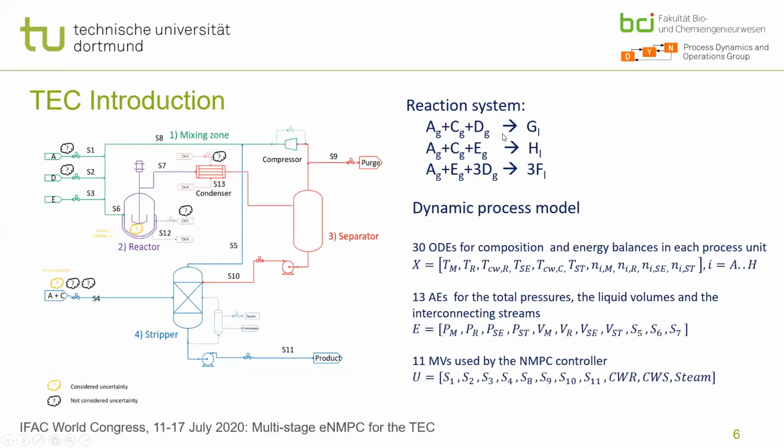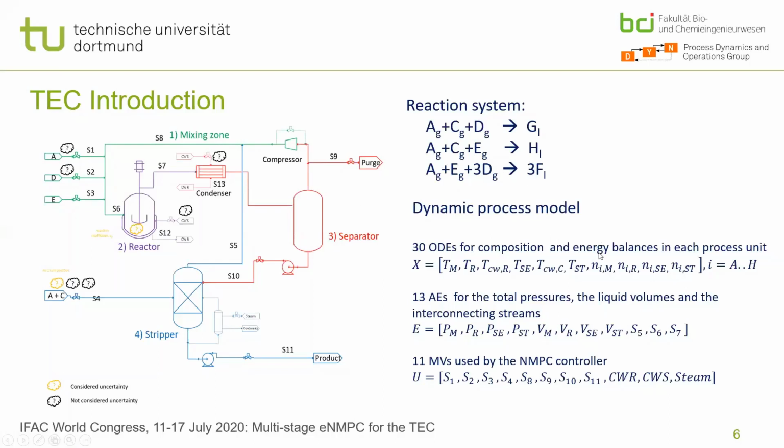There are in fact 3 reactions. The reactants are A, C, D, and E. There is an intermediate product and a waste product, F. The 2 products of commercial interest are G and H over here.